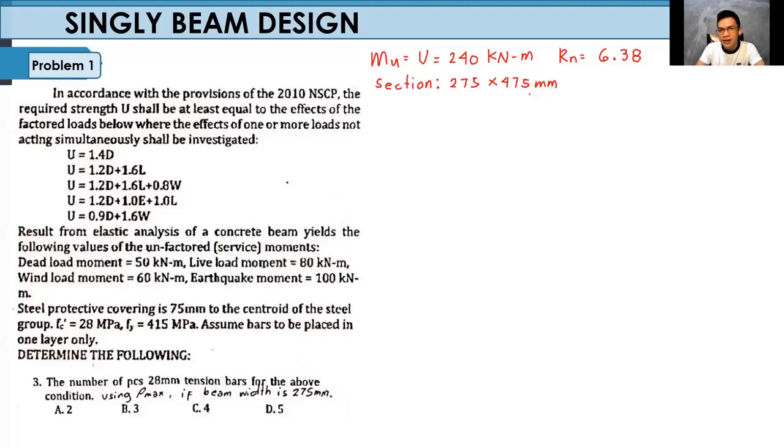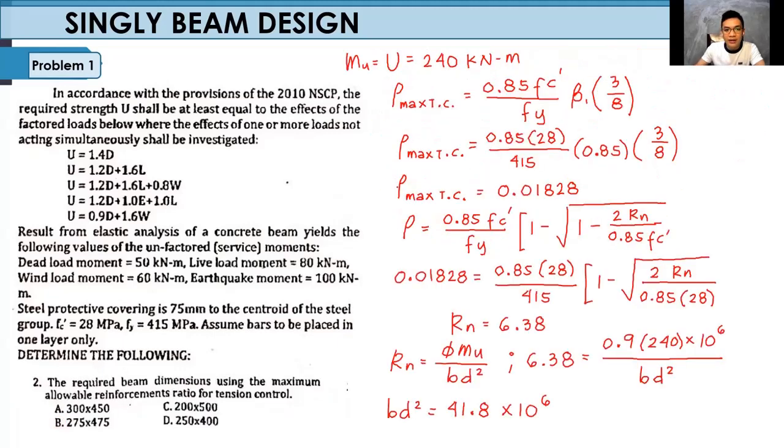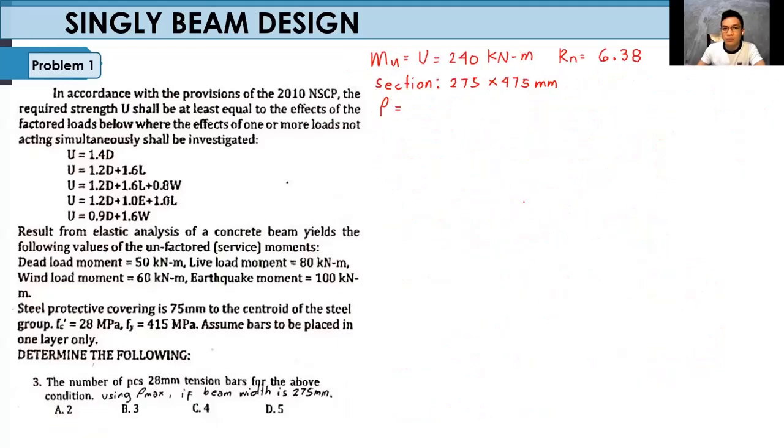Yan. And then, ano pa? Yung ating rho. Diba? Kanina. Na-solve natin na rho na ating gagamitin is yung rho maximum, 0.01828. Okay? So, I think that's it. Let us continue with this one. So, kanina, yung ating na-solve na section is 275 by 475.